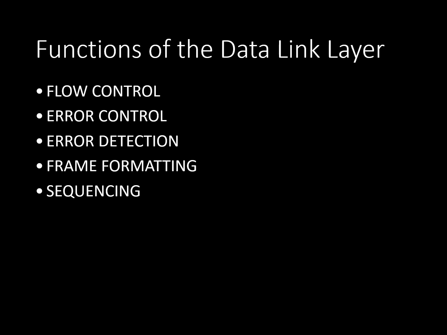First thing, flow control. Second one is error control. Third one is error detection, fourth one is frame formatting, and the last one is sequencing. So first thing, flow control. Flow control means point to point connection. Point to point connection means one node is connected with another node. And then we are going for error control. We are seeing error detection as well as retransmission also.